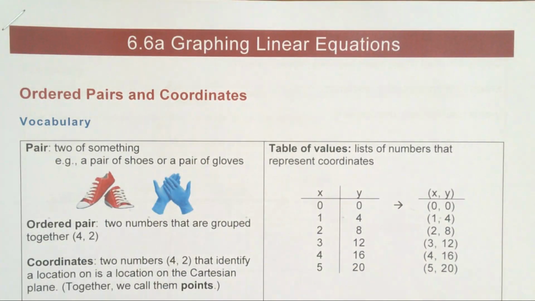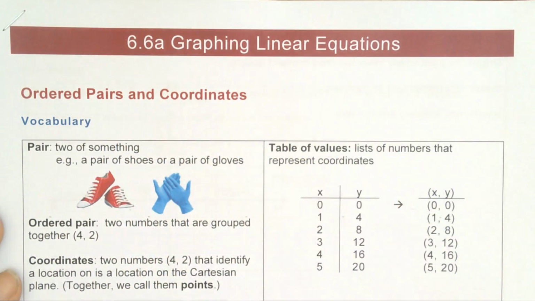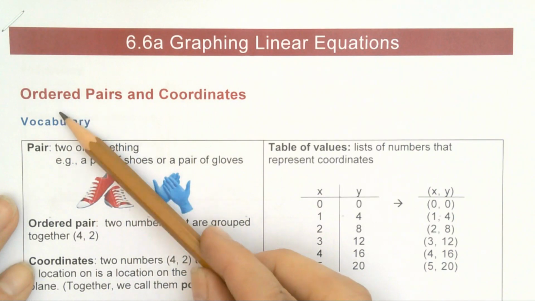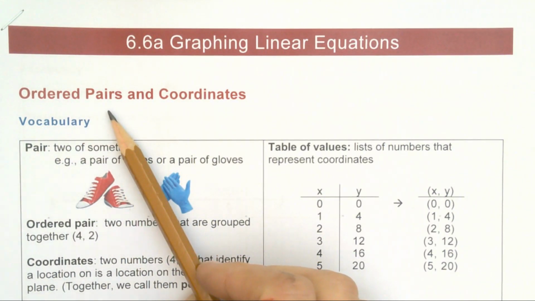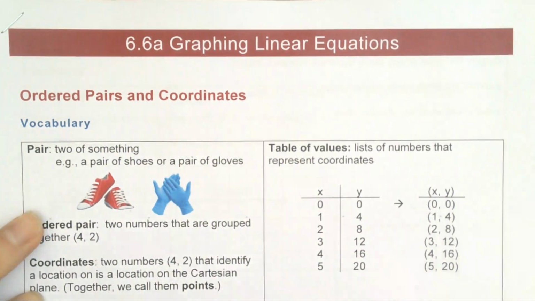Okay, so we're starting 6.6a, graphing linear equations. And what we're first doing is we're just talking about vocabulary and graphing ordered pairs and coordinates and points on graphs. So we're going to go through some vocabulary first, and then we'll do some examples.